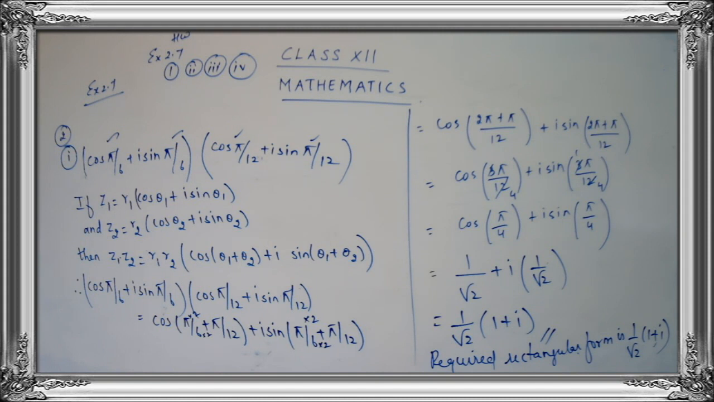Okay, children, so let's do one more sum, because the second sum is of a different type. We have to change the sign. So I'll be doing the second sum also. Let's do the second sum. Have you taken down the first part, children? Complete it.